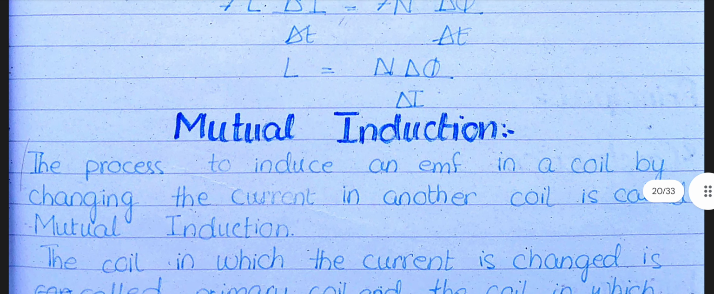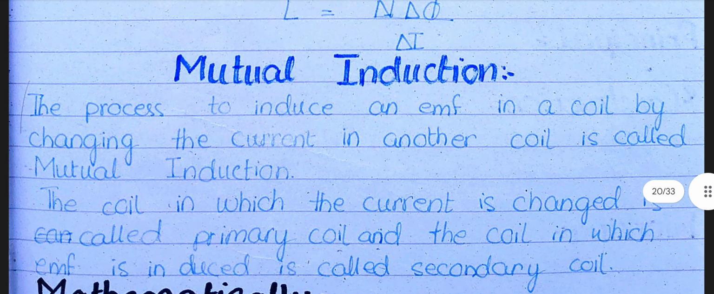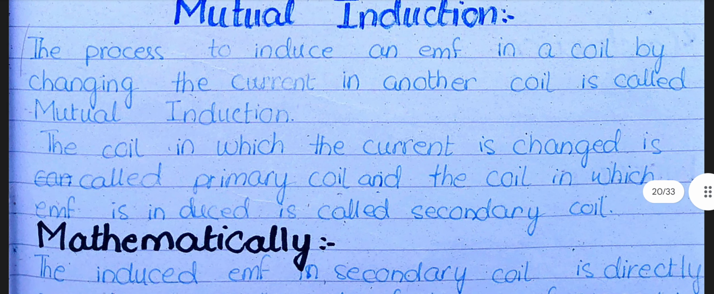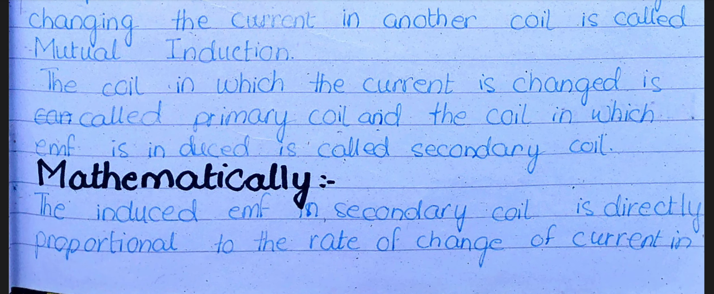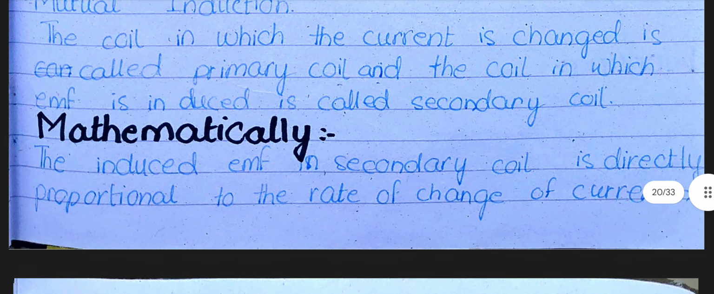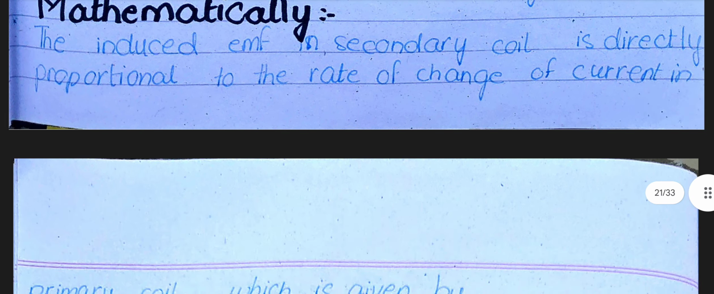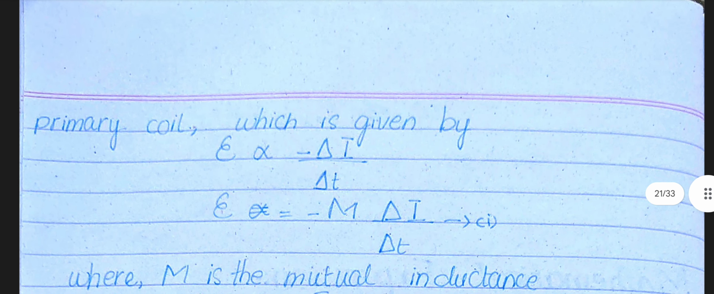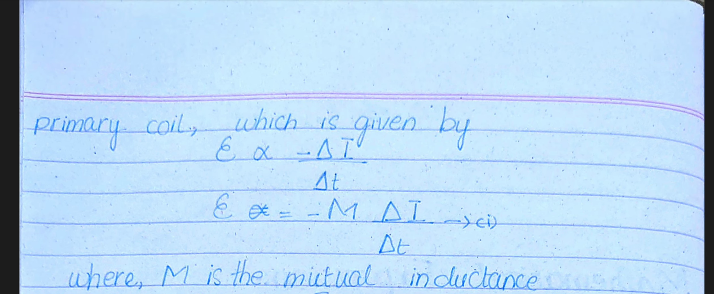Mutual induction. The process to induce an EMF in a coil by changing the current in another coil is called mutual induction. The coil in which the current is changed is called primary coil, and the coil in which EMF is induced is called secondary coil. Mathematically, the EMF induced in secondary coil is directly proportional to the rate of change of current in primary coil, which is given by E is directly proportional to minus delta I upon delta t.